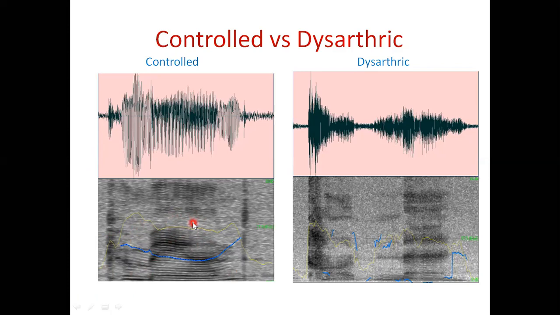Because now the task is to understand what features will be able to distinguish between controlled speech and dysarthric speech, or within dysarthric speech, to assess the intelligibility, what are the important features. To understand that, it is very important to analyze these time frequency representations. Now, just compare these two time frequency representations from a control speaker and a dysarthric speaker.